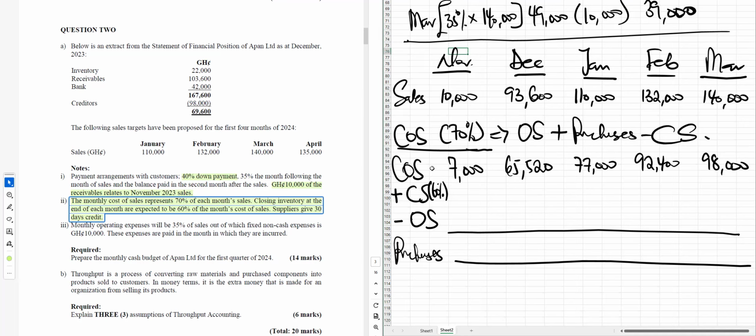So 60% of 7,000 gives us 4,200, right? And then closing stock for this month becomes opening stock for the next month. So you see why if you don't do the November, you have to come back and do it. That's also another trick. The next month, 60% of 65,520 is 39,312. That becomes the opening stock for January.